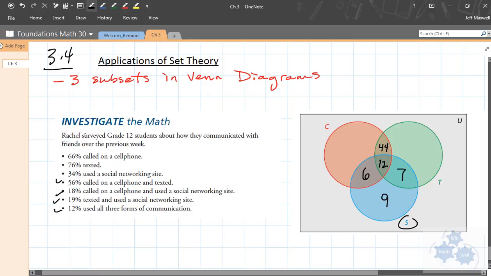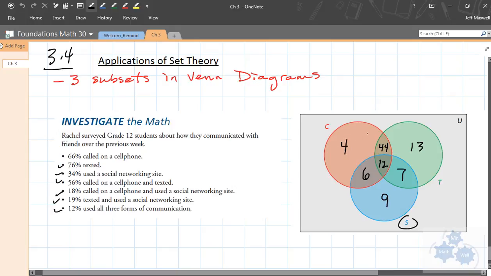And then, of course, as we move up, 76% texted. Okay, so in total, 76. So we've got 44 and 12 and 7. So that's 13 left over there. And 66% called on a cell phone. So 44 and 12 and 6. Looks like there's only 4 left over that only used a cell phone.